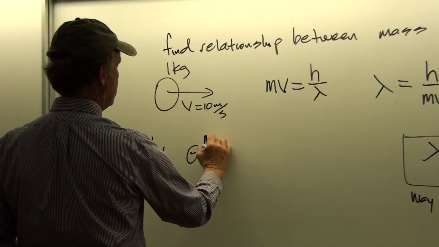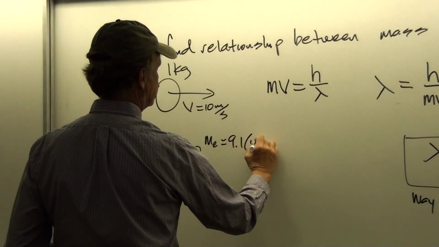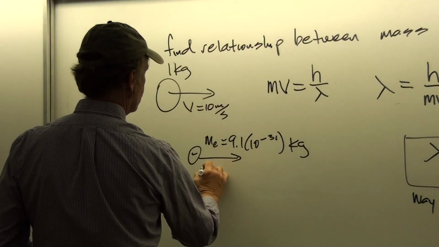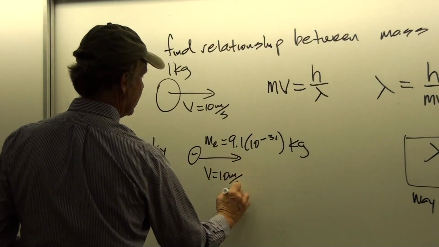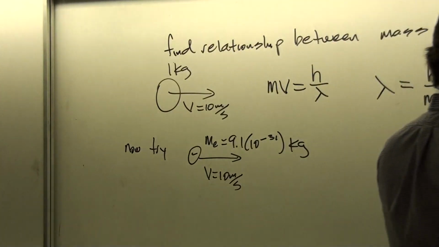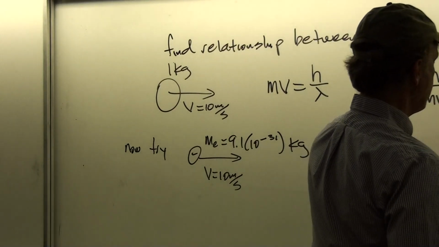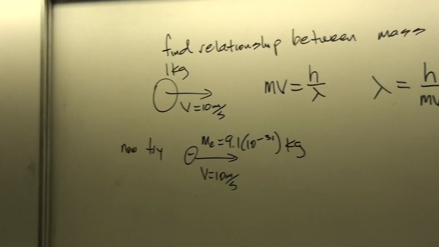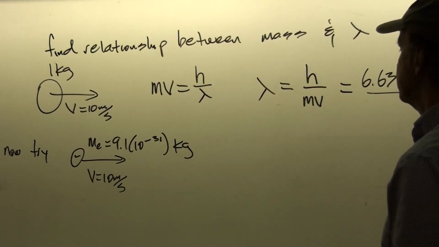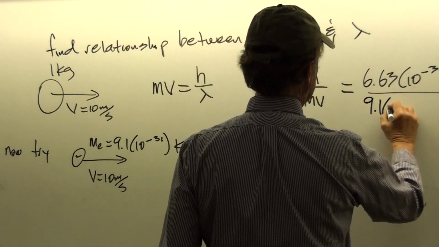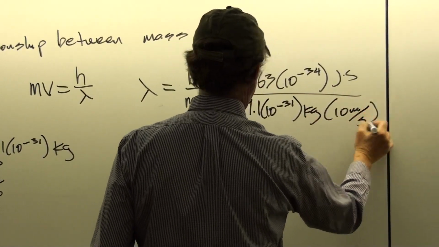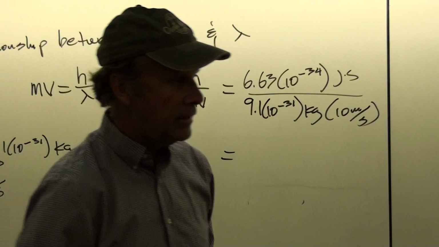The mass of the electron is 9.1 times 10 to the minus 31 kilograms. We'll let it move at the same speed, 10 meters per second. So the wavelength then for the electron, I think you can see here, if we're dividing by a smaller number, that's going to kick the wavelength up to perhaps a measurable value. We punch that number out.